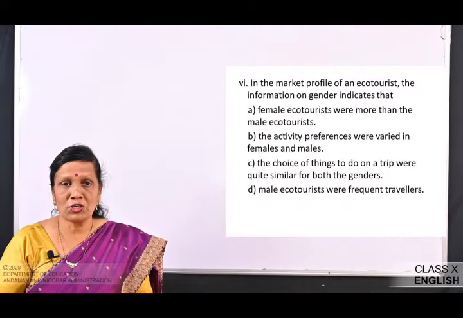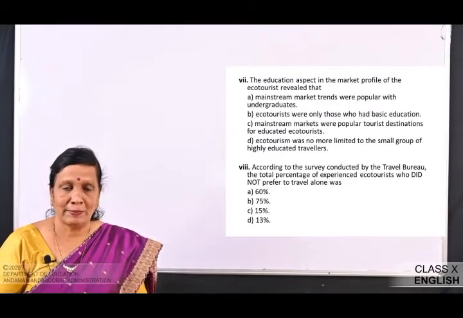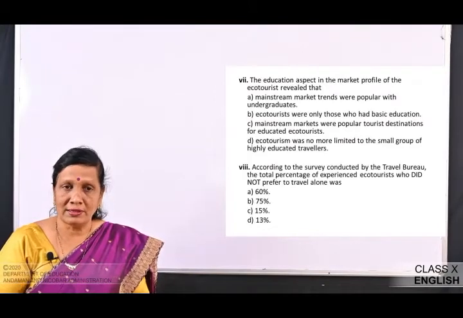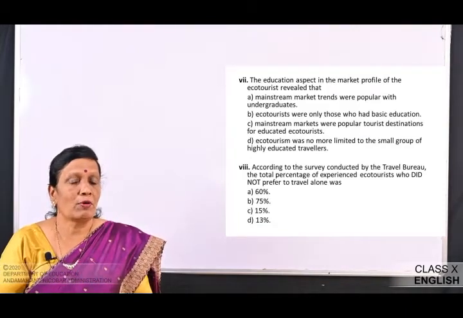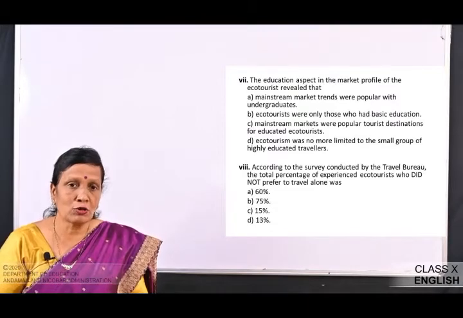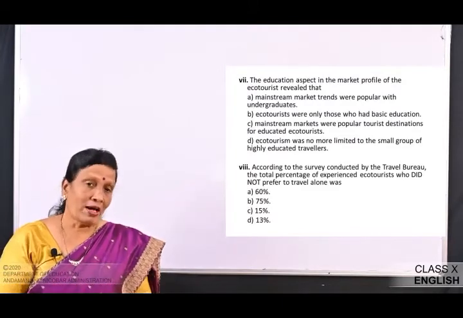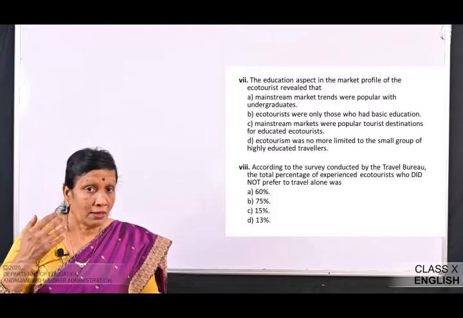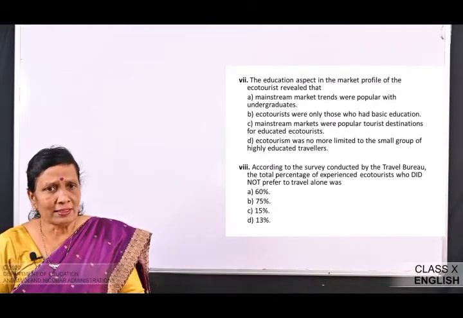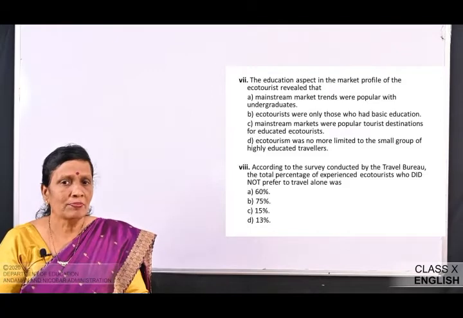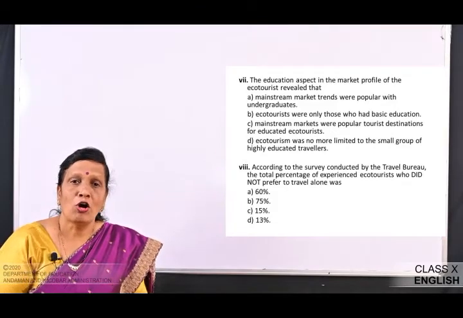Now, let us move to the next question. The education aspect in the market profile of the eco-tourist revealed that mainstream market trends were popular with undergraduates, eco-tourists were only those who had basic education, mainstream markets were popular tourist destinations for educated eco-tourists, eco-tourism was no more limited to the small group of highly educated travelers. So, in the market profile of the eco-tourist, it was very clear that eco-tourism was no more limited to the small group of highly educated travelers. That means option D is the right option.